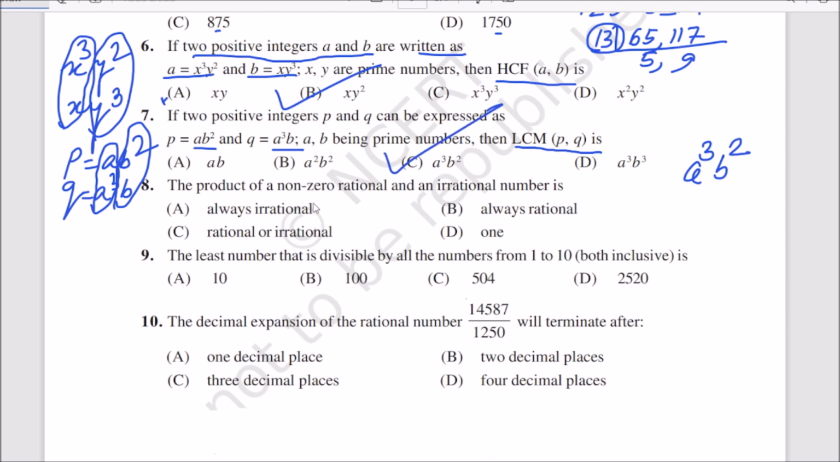So C is the answer of this question, because A is ab, B is a square b square, C is a cube b square, and D is a cube b cube.